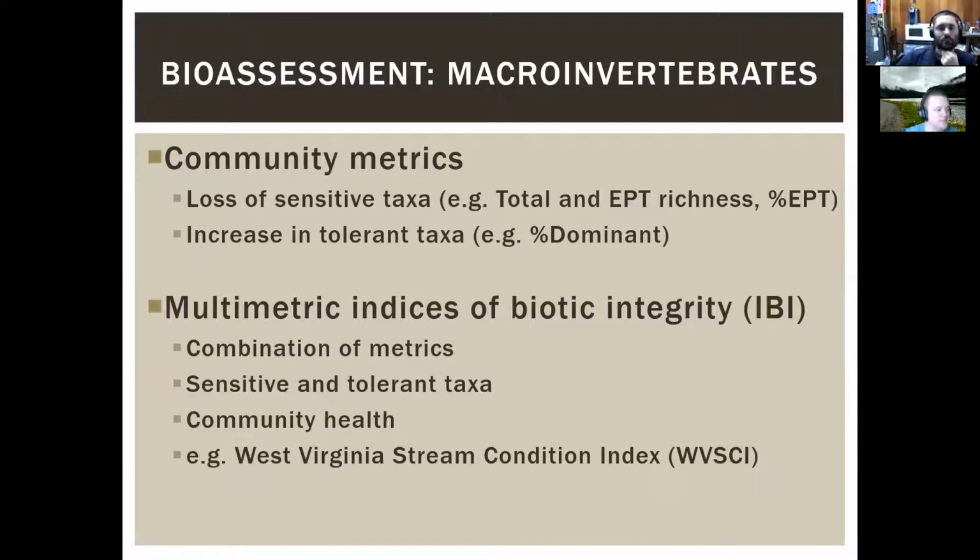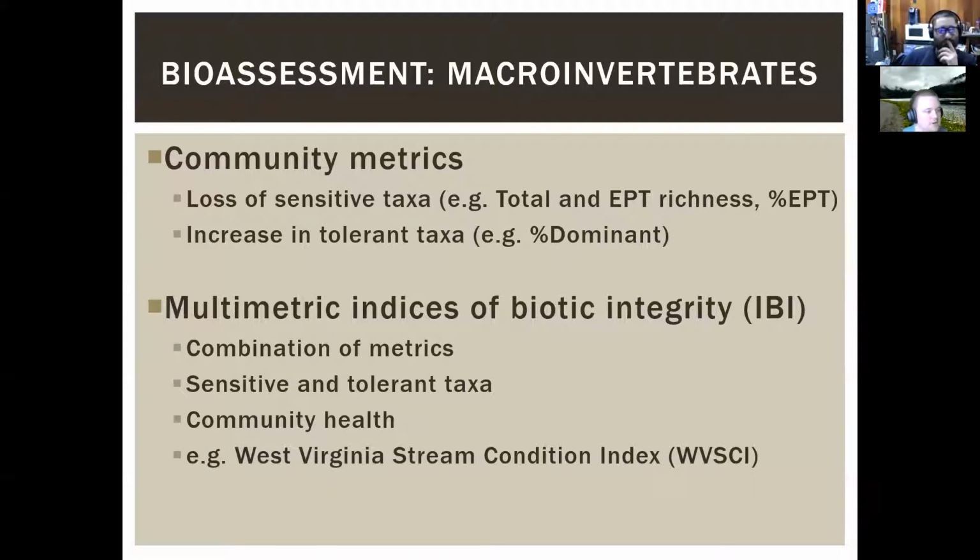Then there are multi-metric indices of biological or biotic integrity. These are sometimes referred to as stream condition indexes. We'll be talking about the West Virginia Stream Condition Index down here, abbreviated WVSCI. It can be a combination of metrics. It relies on first characterizing the reference conditions in a region, which are generally as close to pristine as you can get.